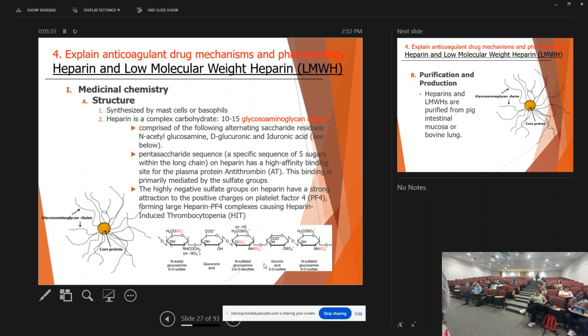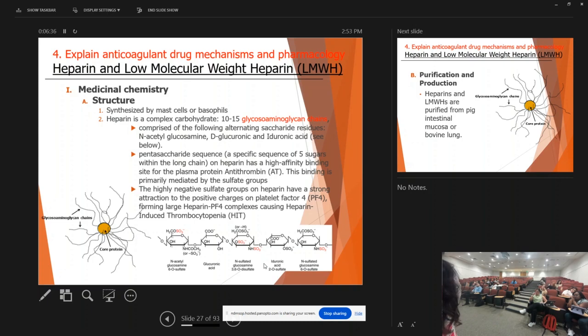I'm not going to ask you to memorize it, as long as you know that it's a carbohydrate and it has 5 alternating sugars. Saccharides are sugars, right? So here you can see this N-acetylglucosamine, then glucuronic acid, and it continues. But then this alternates. All these 5 will alternate again and again, right? So that's what gives it a structure, and it's a pentasaccharide, meaning 5.